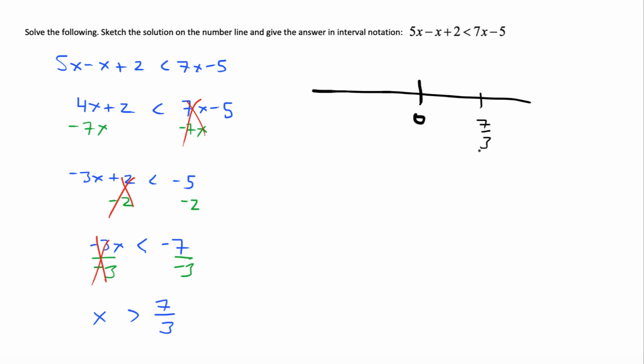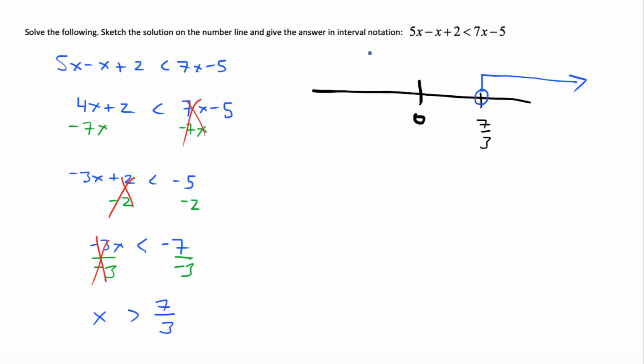Next, we want to determine if it's a closed or an open circle. Because it's strictly greater than, we don't see that line underneath here. That tells us it's going to be an open circle here. And we want all numbers greater than that. Remember, greater than means numbers that are bigger, and whenever we go to the bigger numbers, we always go to the right side. So this should be our solution on the number line, our graph.